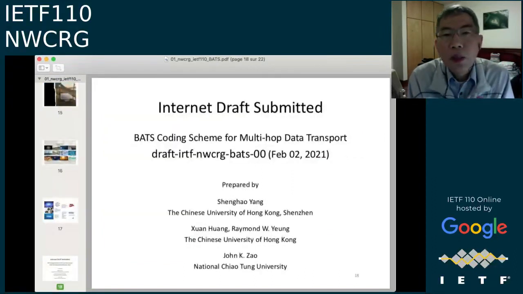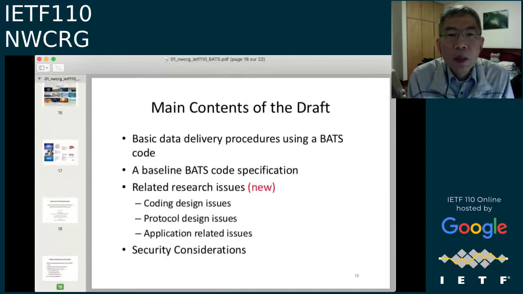Okay, so we have submitted an internet draft, as many of us know, and the latest update is on February 2nd this year. This draft consists of a couple of sections. We have one section on the basic data delivery procedures using a BATS code. We have one section on a baseline BATS code specification. And there's a new section on related research issues, including coding design issues, protocol design issues, and applications related issues. And we also have a section discussing the security issues related to BATS.